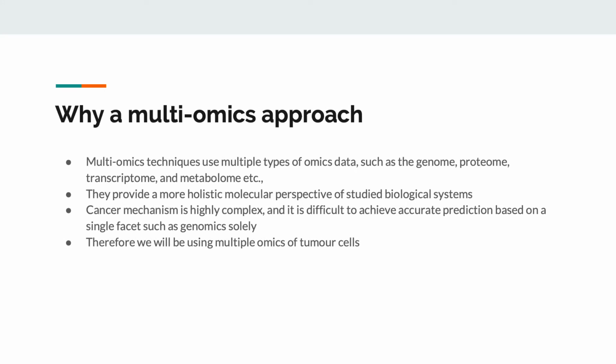Why do we need a multi-omics approach? Multi-omics techniques use multiple types of omics data, such as genome, proteome, transcriptome, and metabolome, and so on. They provide a more holistic molecular perspective of biological systems. Cancer mechanisms are highly complex, and it is difficult to achieve accurate prediction based on a single facet, such as genomics solely. Therefore, we'll be using multiple omics of tumor cells for prediction of drug responses.